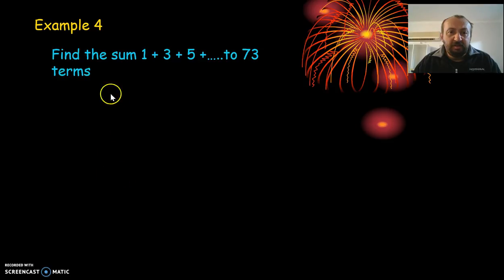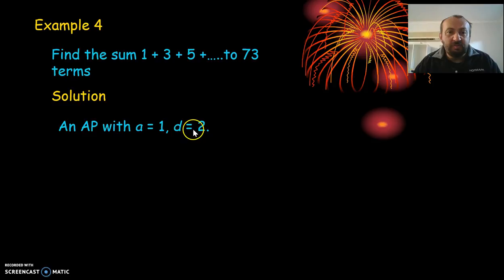So we've got example 4 now. Sorry, I'm not going to do a geometric one. This is now a series. We're going to find the sum of 1 plus 3 plus 5 all the way up to 73. The solution: this is an arithmetic progression with a equals 1 and d equals 2. You can see the difference between each term is 2. So these are the terms in the sequence, 1, 3 and 5, and it's the sum of these terms.